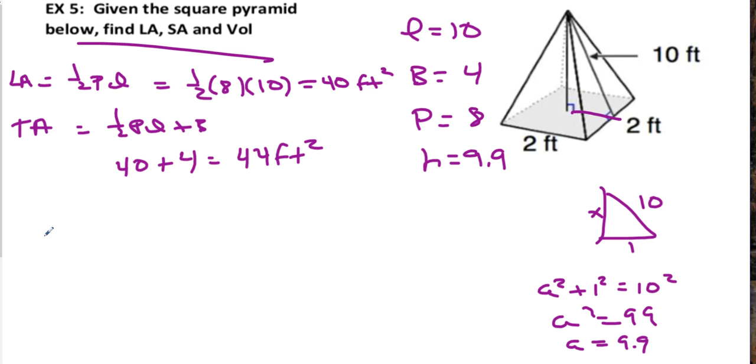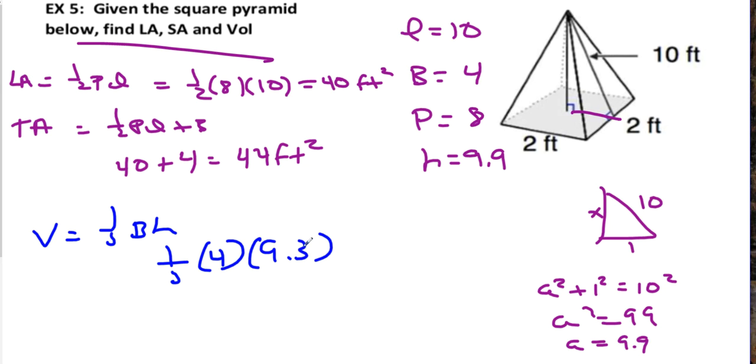So our volume is equal to 1/3 area of the base times height. So I have 1/3, big B is 4. Height is 9.9. We're going to take a third of that. Toss that in the handy dandy calculator and I get about 13.2 feet cubed.